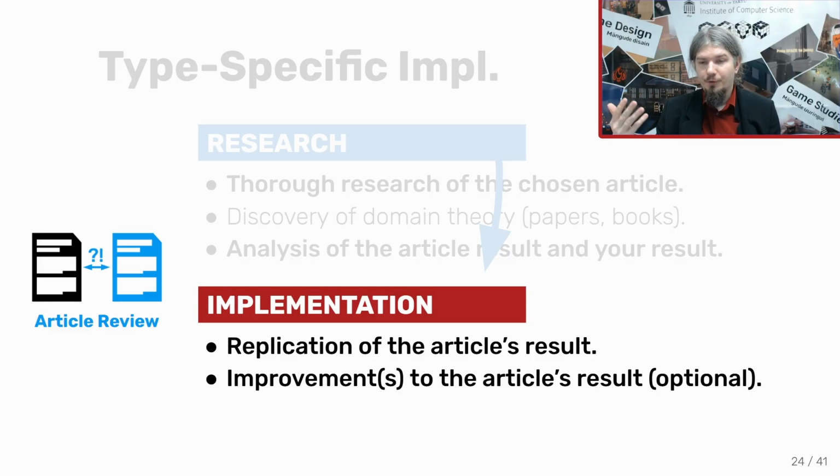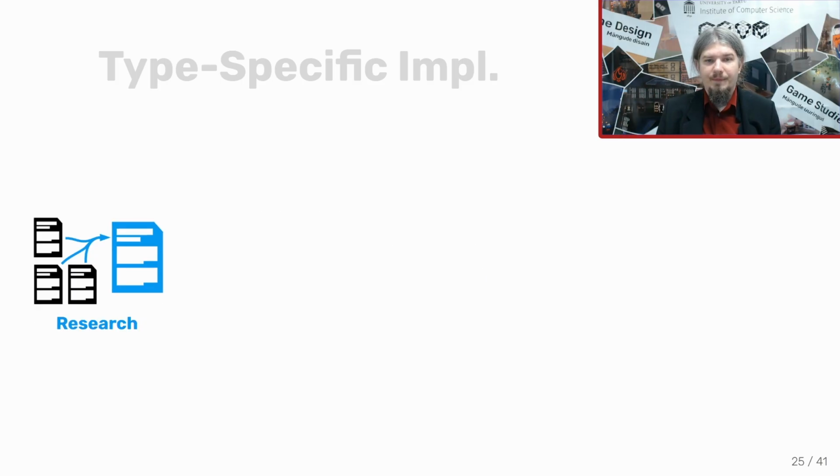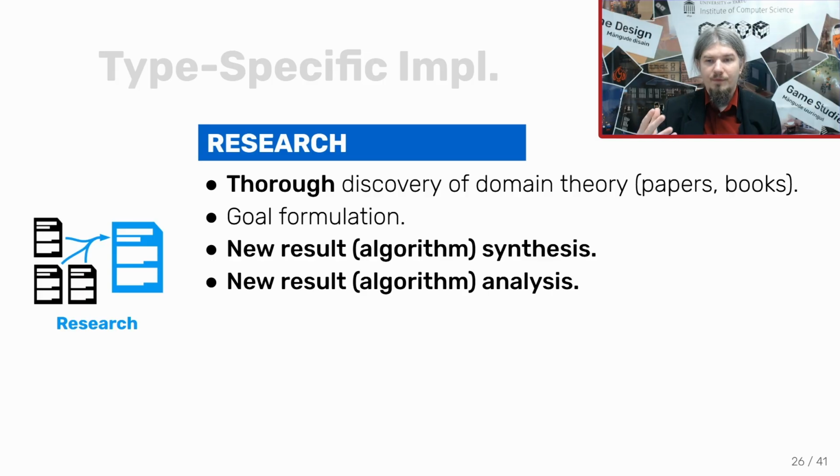But of course, before you're doing that, you need to thoroughly understand what is happening in the original article. The independent research type. Well, you again go thoroughly through some specific domain. You specify some goal, and you are now creating a new algorithm. So this new result, this algorithm synthesis, is actually part of this theoretical research part. You need to go into the theory, see what options there are in the theory, what different things could be done and how. And based on that, you should be able to justify your choices.